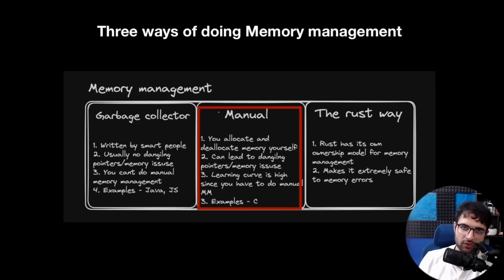Let's go over all of these points really quickly. Written by smart people: the garbage collector is usually written by really smart people, because any optimization you can do there will make the programming language relatively fast. So garbage collectors are written by some really smart people. They usually don't run into memory issues.